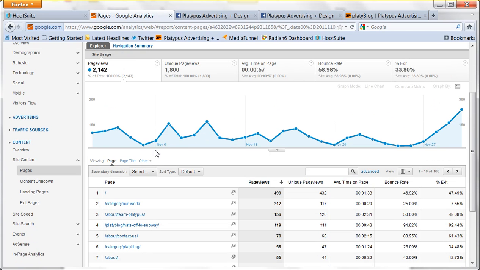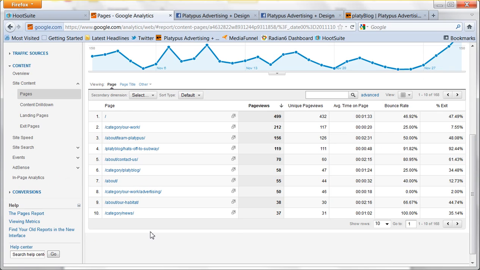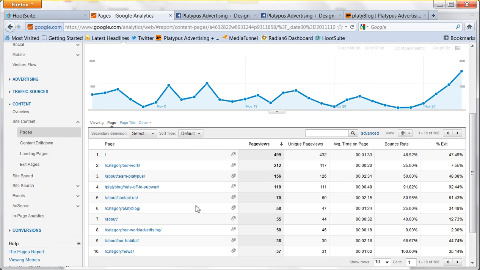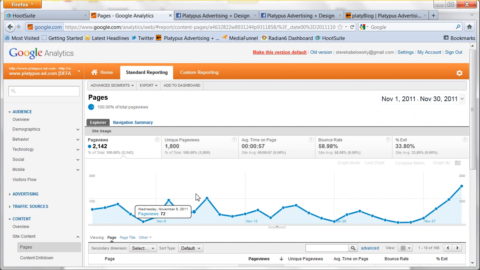Here's a quick look. We can chart the progress through the course of the month. The slash would be a home page. We can take a look at the category of work, the About Us page. It looks like a blog post that we wrote about Subway and their latest campaign. So as quickly as the top 10, we can drill it down specifically to each page throughout the site.